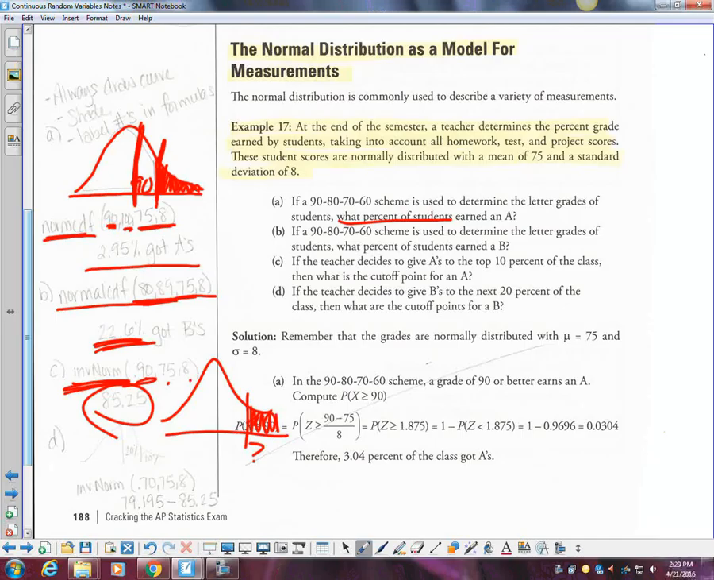Let's say I work in a college and they say, your department, you have to have 10% A's. So then that tells me where to adjust my scale.